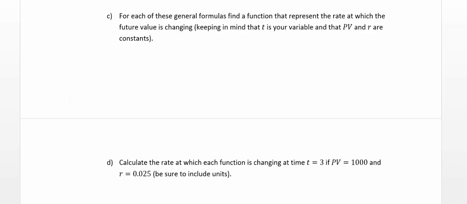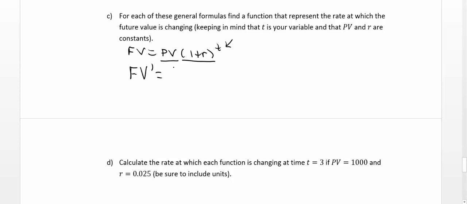Part C. For each of these general formulas, find a function that represents the rate at which the future value is changing. Keep in mind that t is your variable and PV and r are constants. So let's start with the first function we had, which was future value equals present value times 1 plus r to the t. Since t is our variable, that means if we're going to take the derivative of this function, it's an exponential function because we have a number raised to t. So we can write the derivative like this, f prime of v.